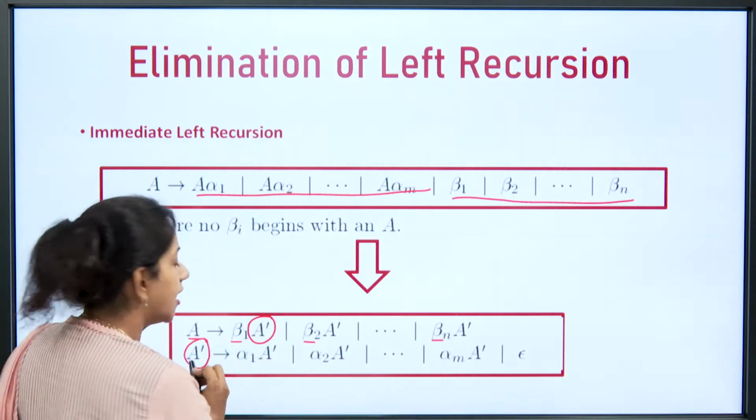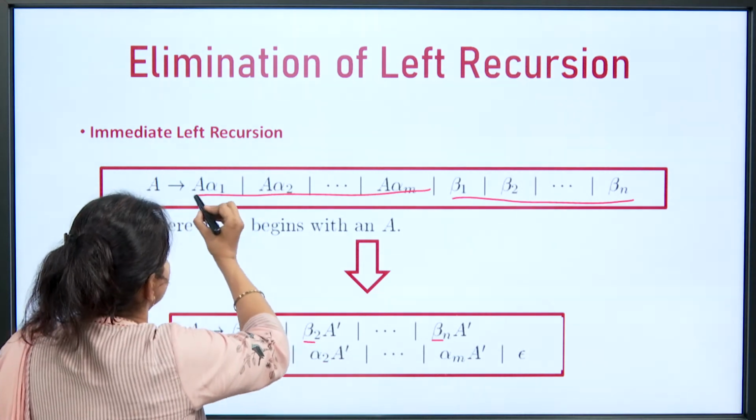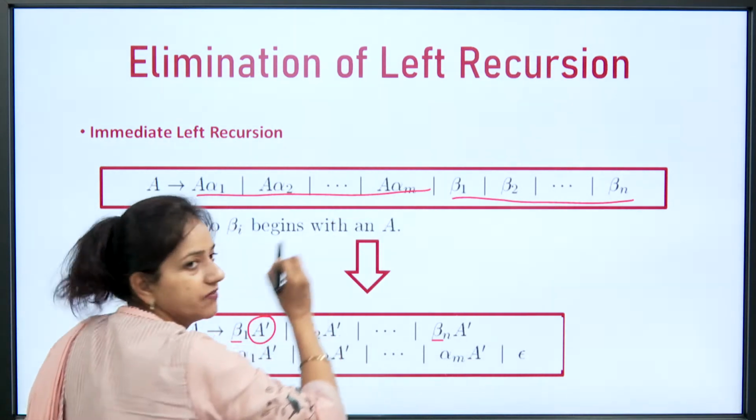Now, we will write the rule for A prime. How will we write it? Here we will look at the alternates that are beginning with A.